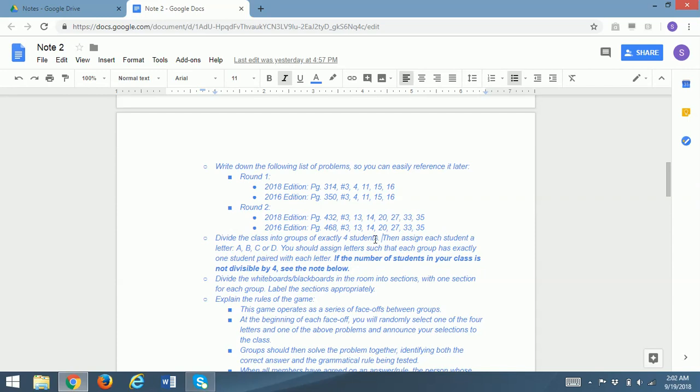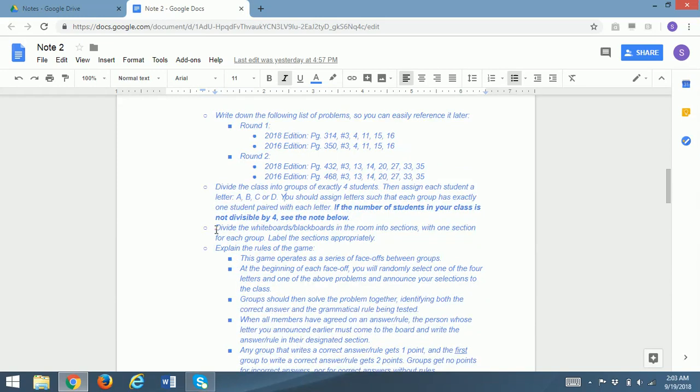But assuming for a second you've managed to effectively divide the students into groups of 4, then you assign each student in each group a letter, A, B, C, or D. So there should be one letter per person. Like group 1, one student has A, one student has B, one has C, one has D. Group 2, one has A, one has B, one has C, one has D. So every group has a person assigned to each letter.